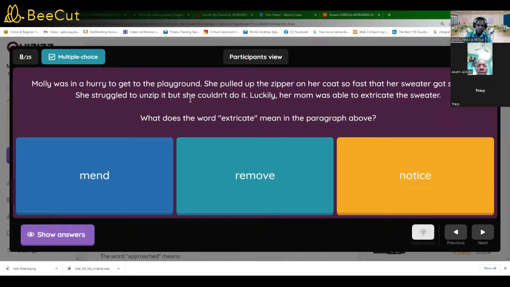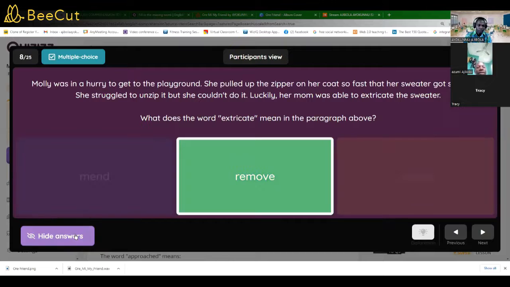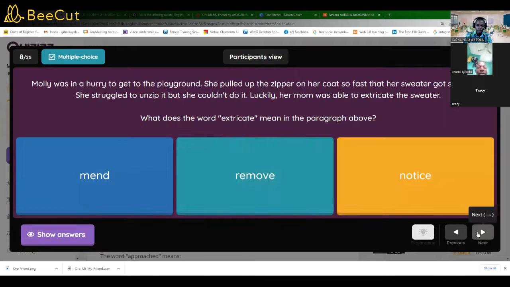That was not a good attempt at all. Molly was in a hurry to get to the playground. She pulled up the zipper on her coat so fast that her sweater got stuck in it. She struggled to unzip it, but she couldn't do it. Luckily, her mom was able to extricate the sweater. What does the word extricate mean in the paragraph above? Yes, Rocky, what do you think it means? Remove. Remove, that is correct. So we go to the next question.